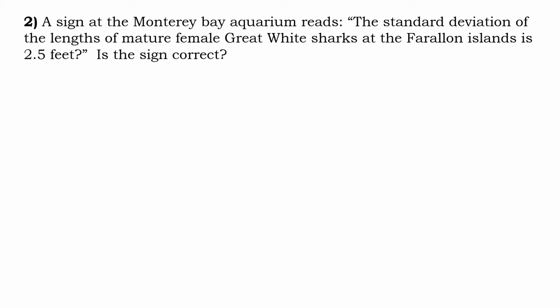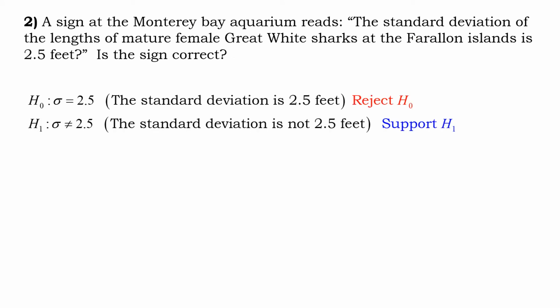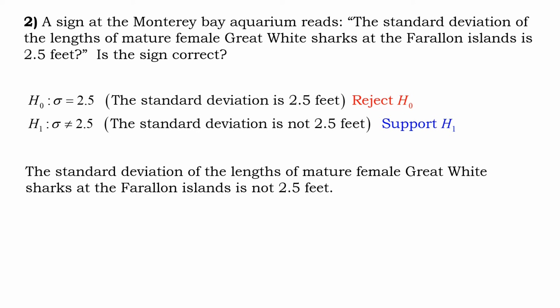So going back to write our final conclusion, again, the alternative hypothesis was that the standard deviation is not 2.5 feet. We have supported that. So we're just going to make a declarative statement saying that the standard deviation of the lengths, again, being complete, the lengths of mature female great white sharks at the Farallon Islands is not 2.5 feet. We have been convinced beyond a reasonable doubt, okay, that the standard deviation of these sharks is not 2.5 feet.